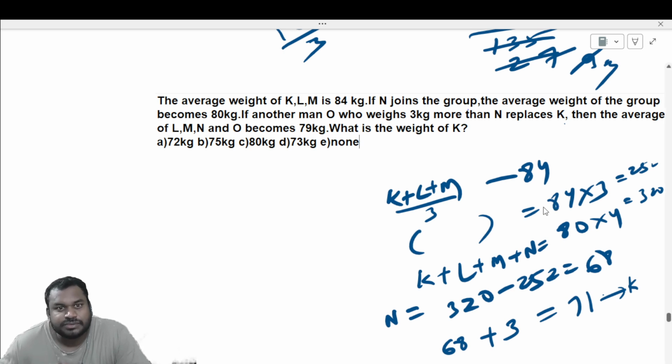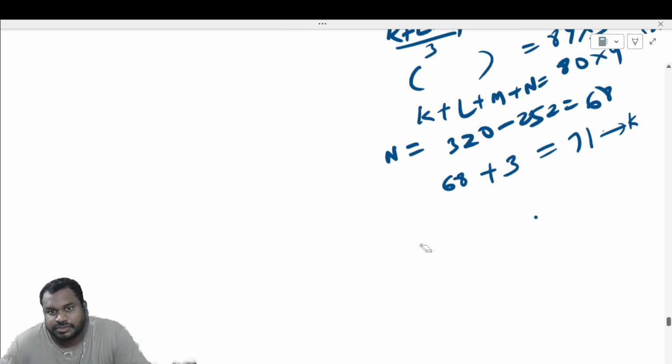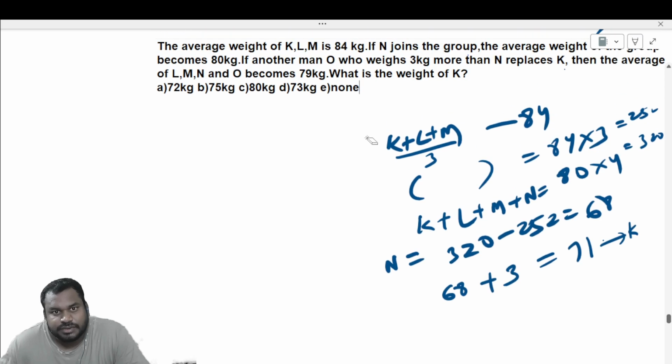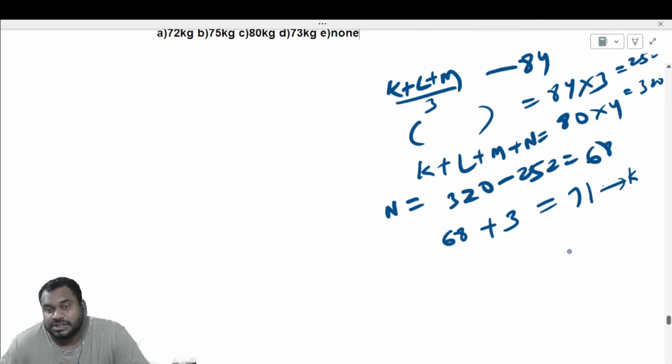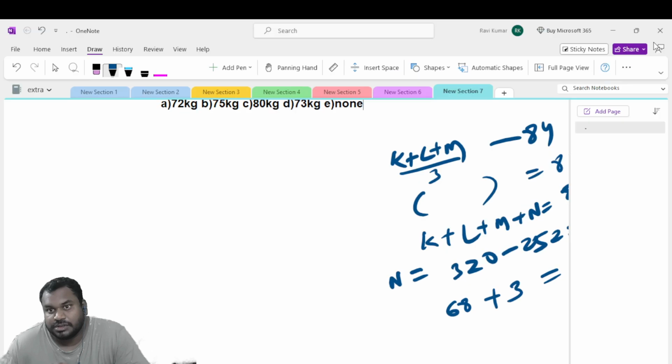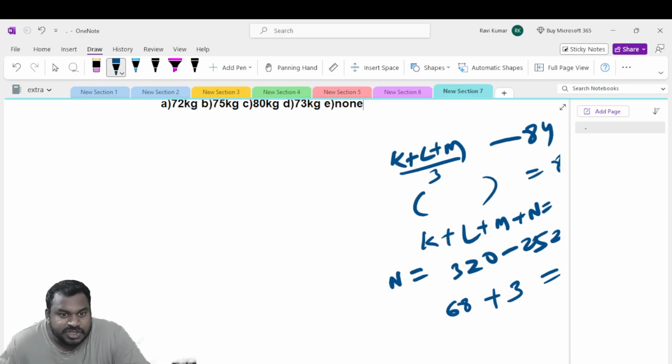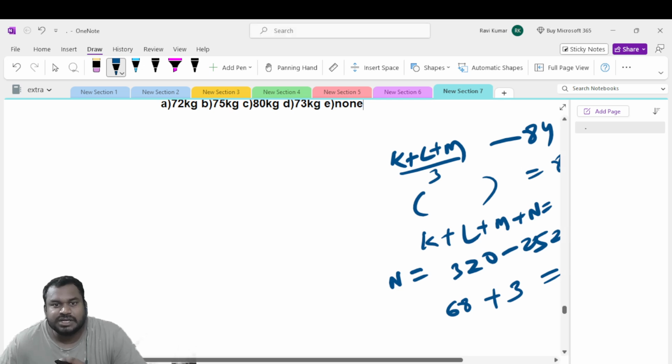No, you don't have to do that again. Directly we get here. Okay, why? Because you know the values already. What is the sum you got initially? This is 320. So from 320, you subtract one weight and replace the other weight. Then you will get the answer.